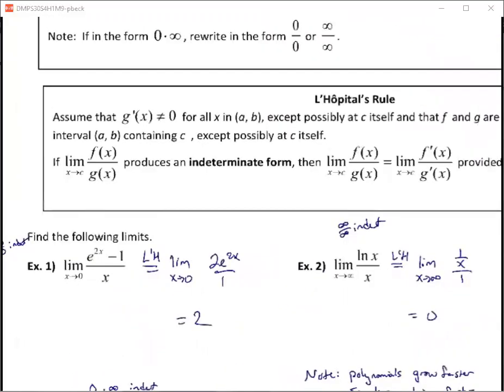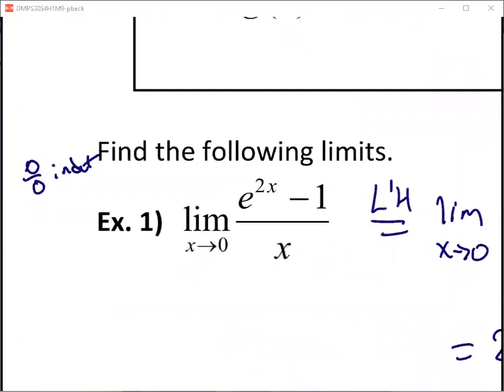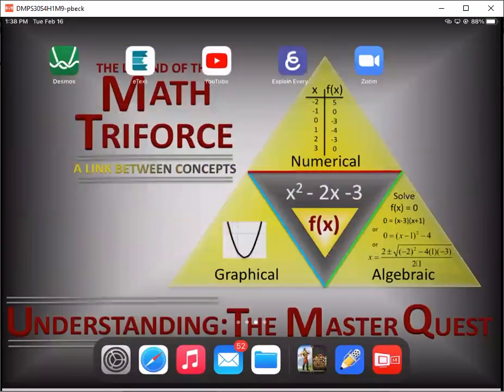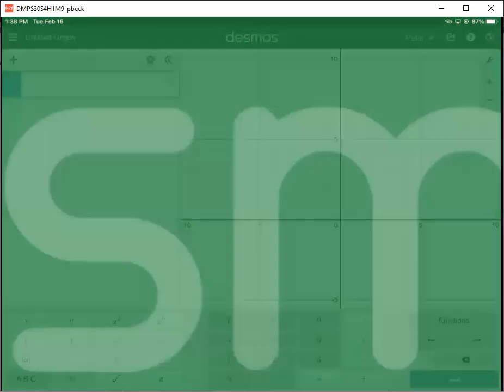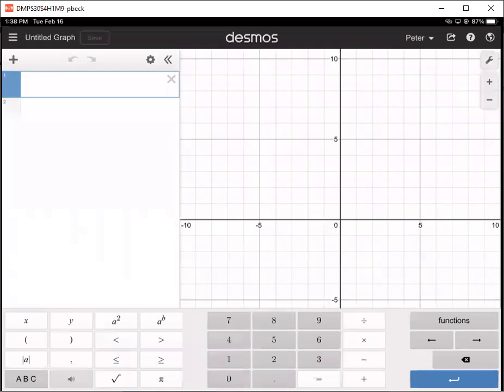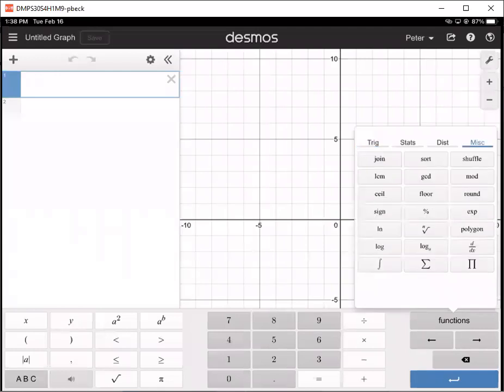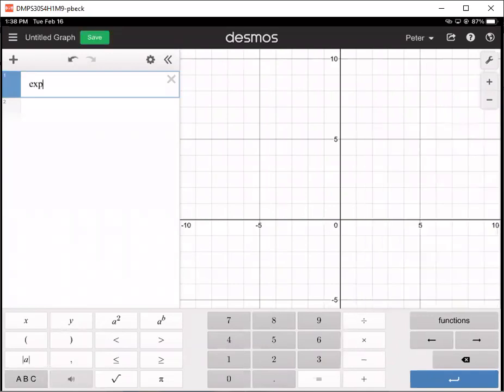The first one that I want to look at is this limit as x approaches 0 of e to the 2x minus 1 over x. So what I'm going to do is open up Desmos. And in Desmos, I'm going to first type the function e to the 2x and then minus 1. So the exponential function, which is right here. So e to the 2x minus 1.